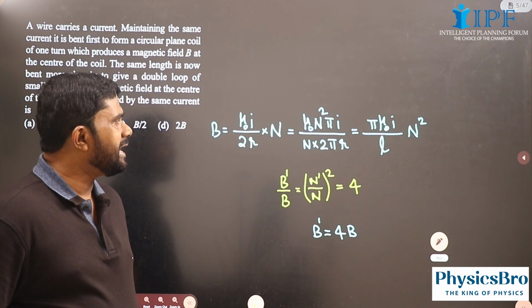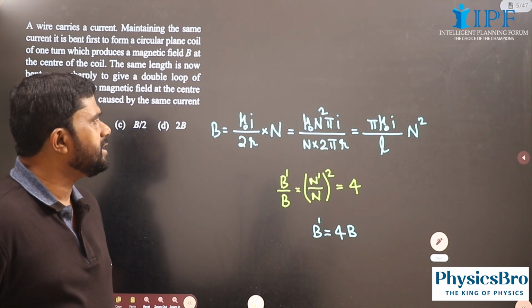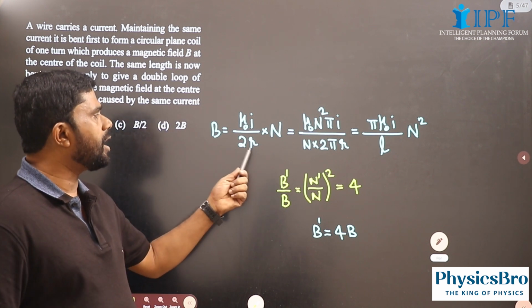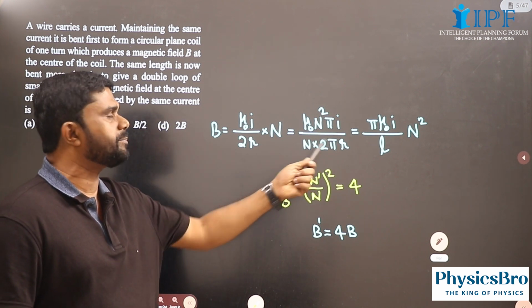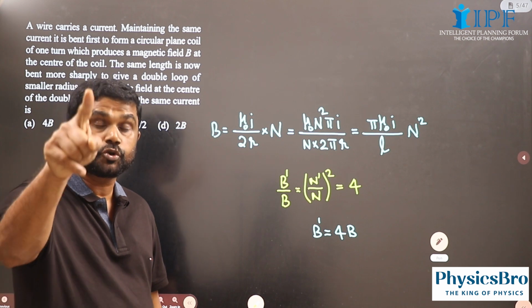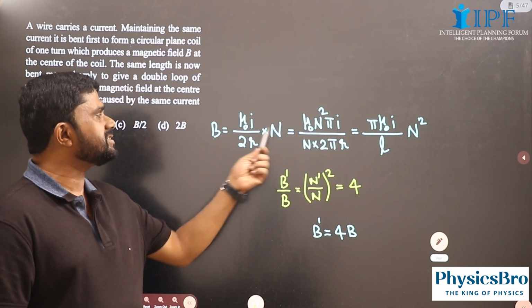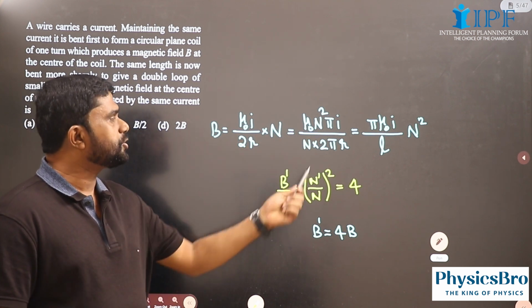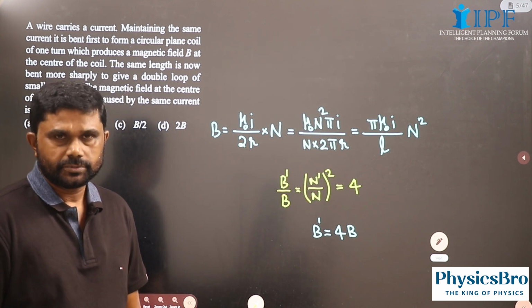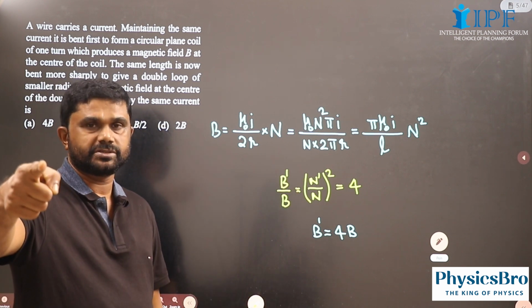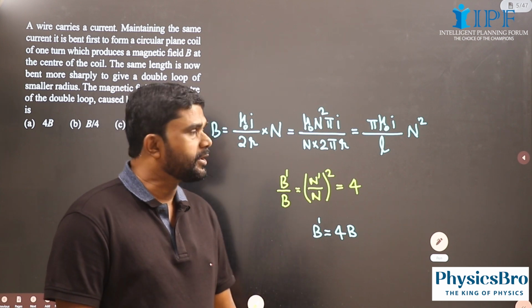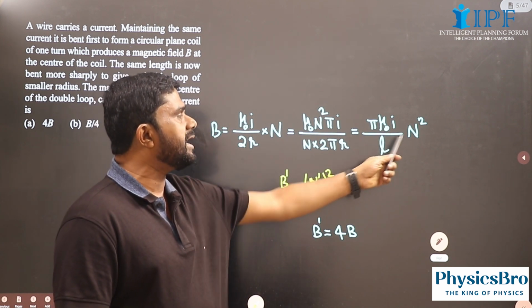Now let me multiply both the numerator and denominator by N pi. See, here I have 2R. Now the denominator is multiplied by N pi, so the numerator also is to be multiplied by N pi. Already there is N, so it will become N square. Then mu 0 I pi. See, 2 pi r is the length of each turn into capital N number of turns. That will give you the total length of the wire. Let it be small l. So pi mu 0 I divided by l into N square.